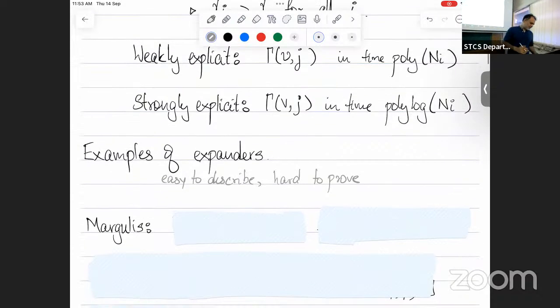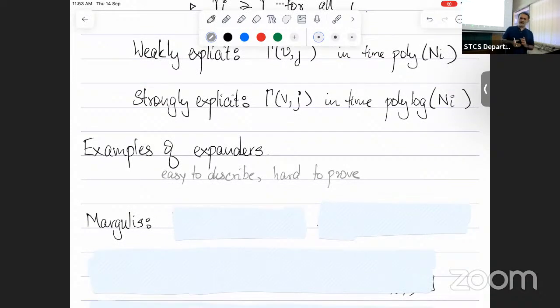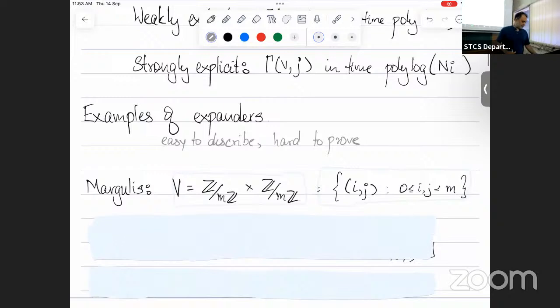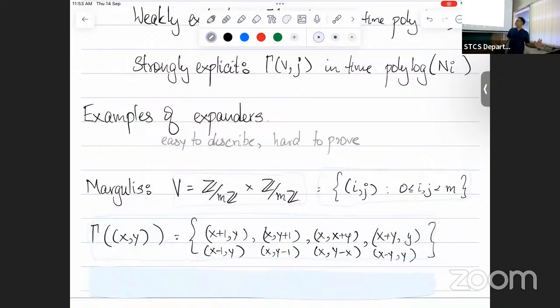Okay, so one of the earliest constructions is by Margulis, which I will describe. Here the vertex set is basically pairs between 0 and m-1. So you could often think of it as Z mod mZ cross Z mod mZ. Basically, these are all pairs i, j, where i and j are both between 0 and m-1. So there are like m squared vertices in this graph. Okay, and these are the neighbors.